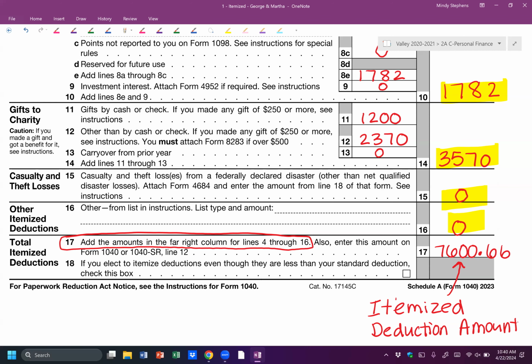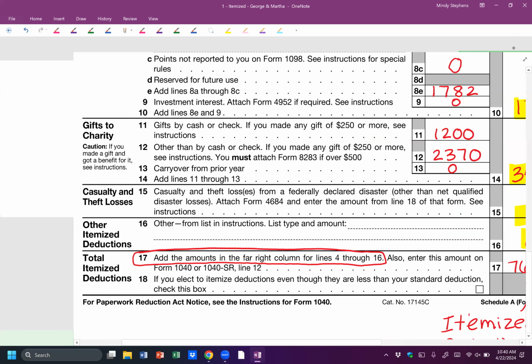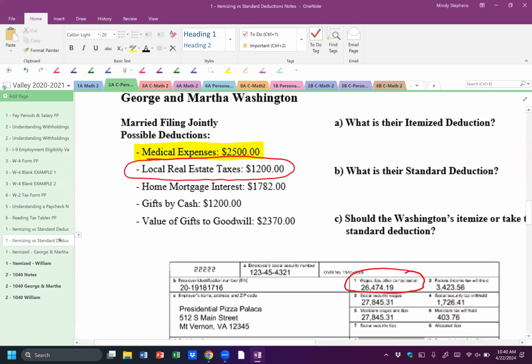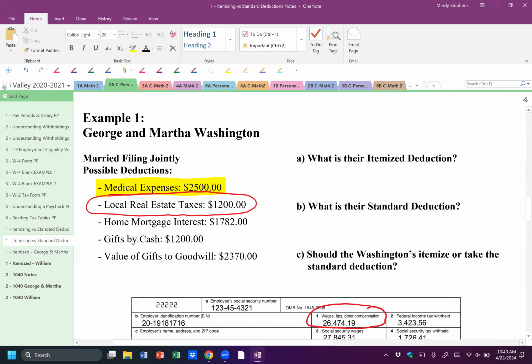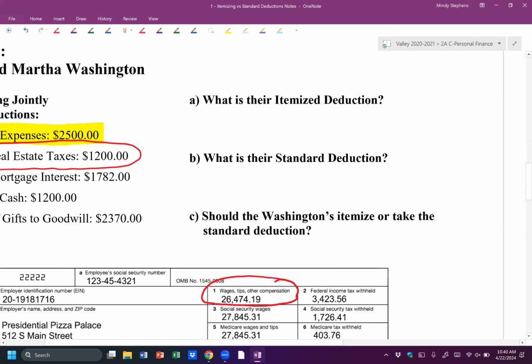Now we can answer the 3 questions on the front and we're done with this one example. So go back to your information sheet. So this sheet right here, at the very top, we have 3 questions.